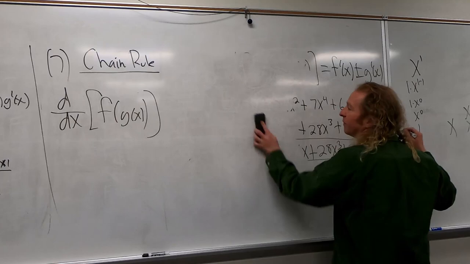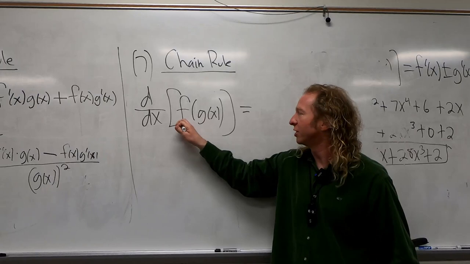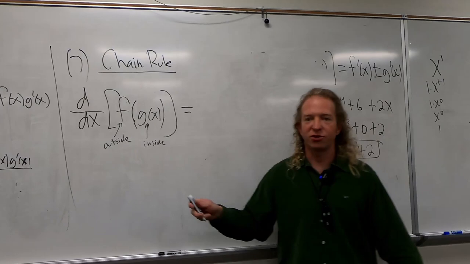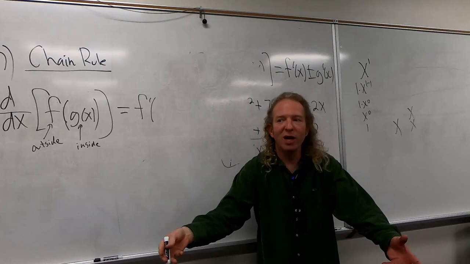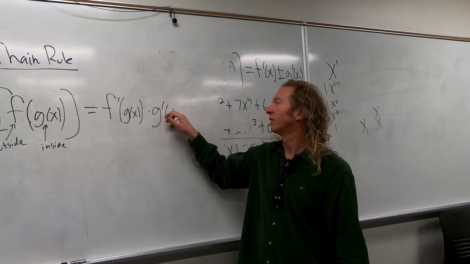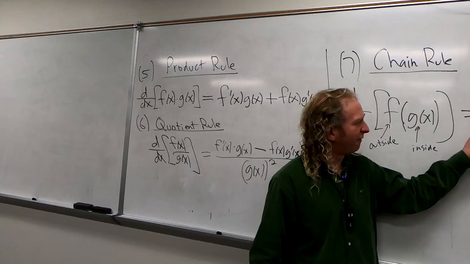When you're doing this, you want to think of f as your outside function. I'm going to call it outside. This is just a nice way to think about it. And g is your inside function. So it's the derivative of the outside evaluated at the inside, so you leave the inside untouched, times the derivative of the inside. Okay? So it's the derivative of the outside evaluated at the inside times the derivative of the inside.